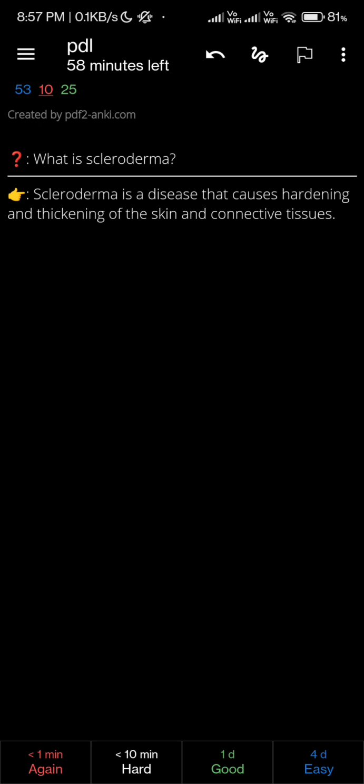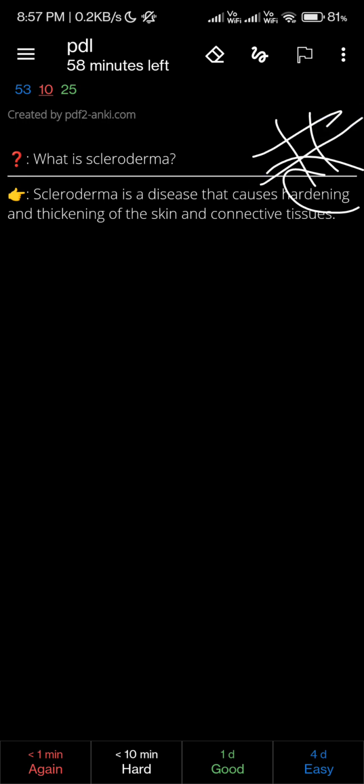What is scleroderma? Scleroderma is a disease which causes the hardening and thickening of skin and connective tissue.